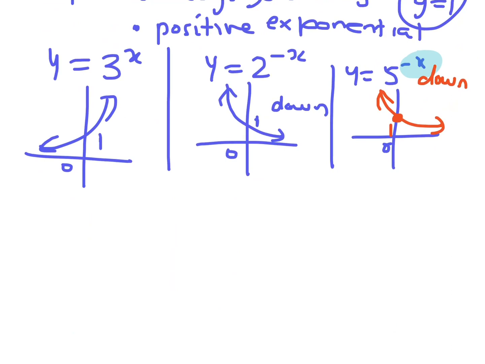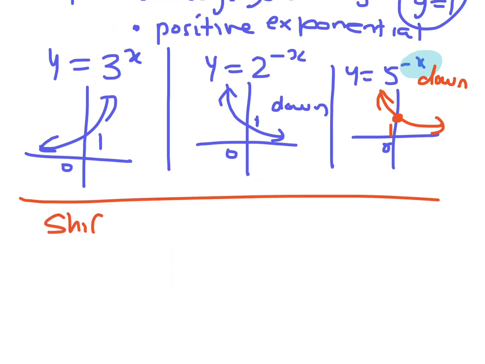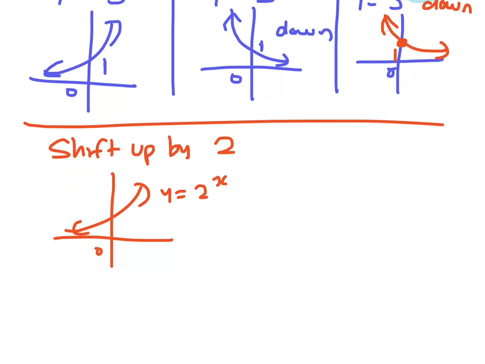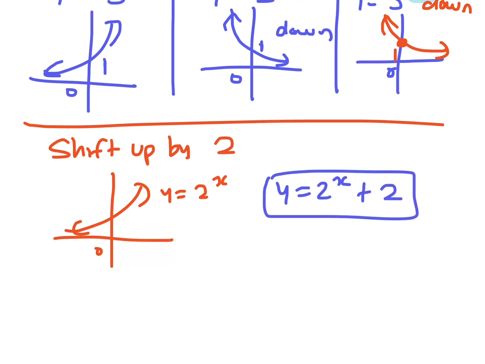Now, just one more thing. If you wanted to shift it up, say by 2, then we know that this here, say this is y equals 2^x. If I wanted to shift that up by 2, my equation would be y equals 2^x plus 2, because I've got to shift it up a whole 2. So this is at 1. If I shift it up 2, instead of being at 1, it is going to be at 3.